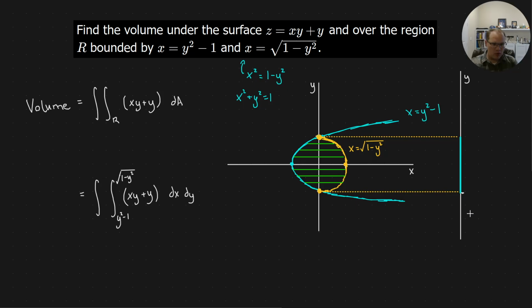The y goes from the lower point here. This is a circle of radius 1, and we can see they intersect on the y-axis. So y equals -1 to y equals +1. Those are my limits of integration.